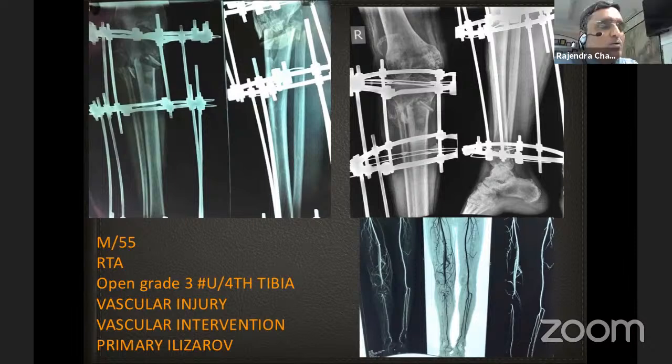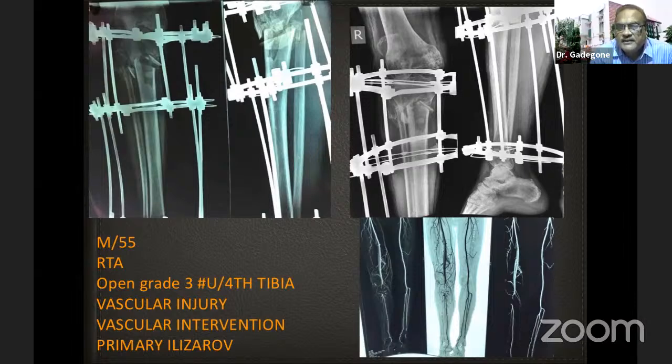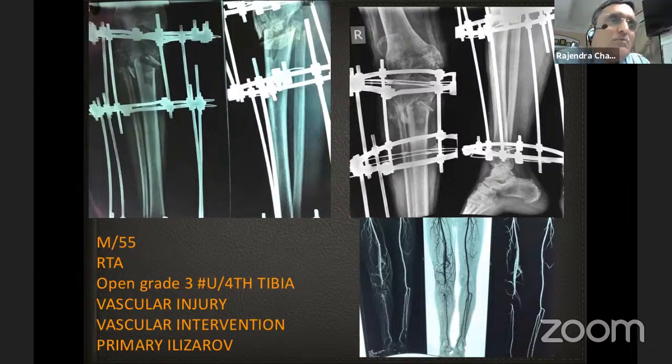Okay, perfect. Dr. Gadikone, you would like to suggest on this Ilizarov ring construct? It should have been extended to the supracondylar region of the femur. But a single ring frame doesn't give a very rigid or stable fixation. Let us see what has happened. Please, Dr. Jignesh, please proceed.